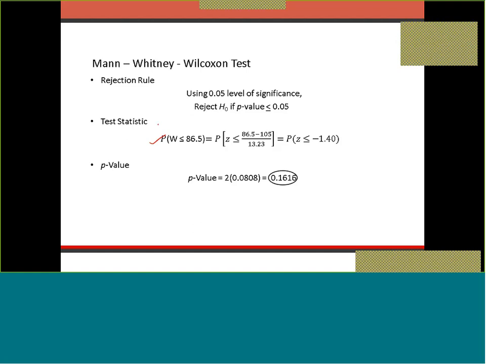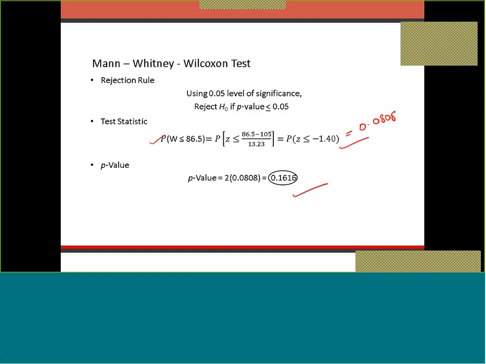That is probability of converting into Z. 86.5 minus mean 105 by standard deviation 13.2. So you got probability of Z less than or equal to minus 1.4. So P value, obviously for a two-tailed test, is twice. So twice of 0.0808, because this value is 0.0808. Then the answer is 0.1616.